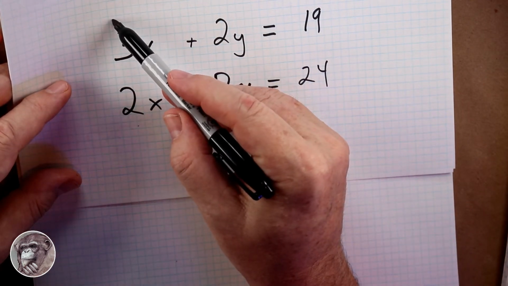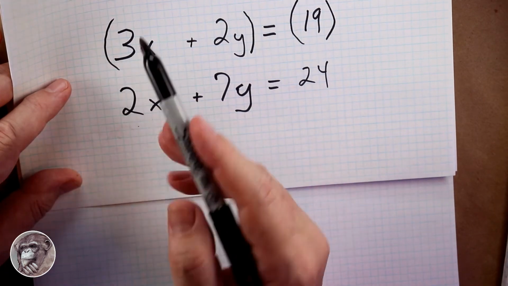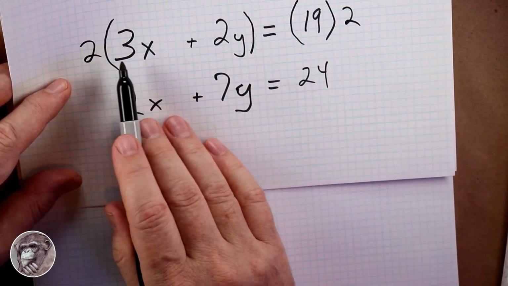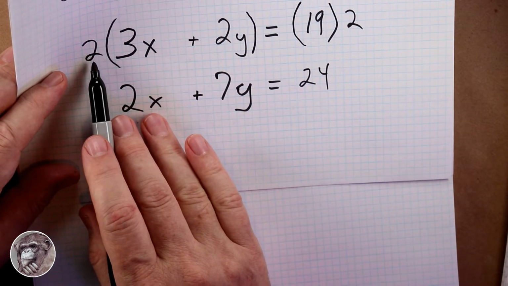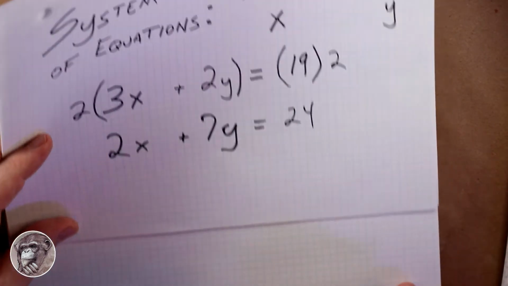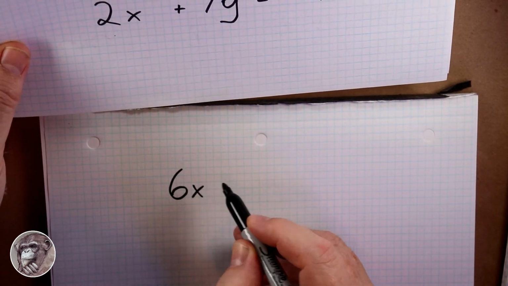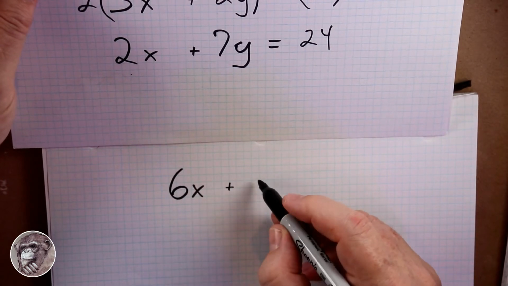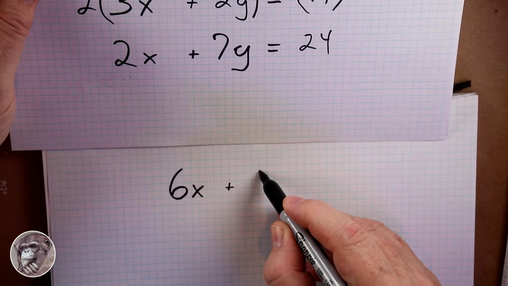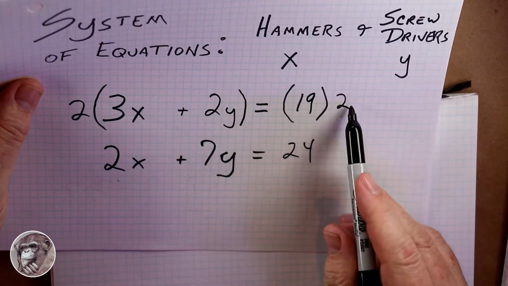The first thing I want to do is multiply this on both sides by 2. I want to turn that 3 into a 6. So I'm multiplying everything by 2. And remember, if I multiply this by 2, I also have to multiply this by 2. So watch what I'm doing here now. 2 times 3 is 6x. And then 2 times 2y is going to be 4y. And then 19 times 2 is 38.